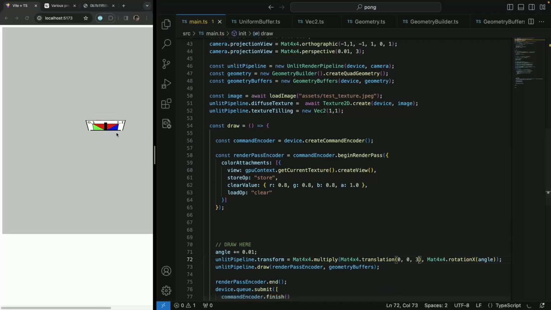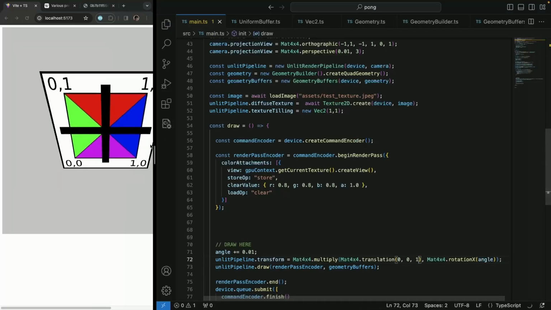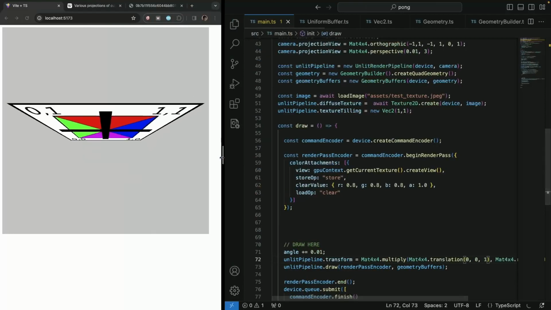We see only half of it, right? Because as you can imagine, our far plane is 3, and here we translate it to 3. So as it rotates, some of our z's are actually above 3, so we don't see anything. But if I were just to place it at 2.5, we should see everything. If I was to place it at 1, it should appear closer because it is closer. All right, we solved for that part.